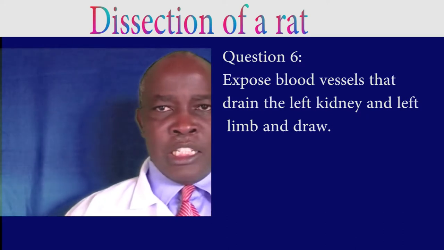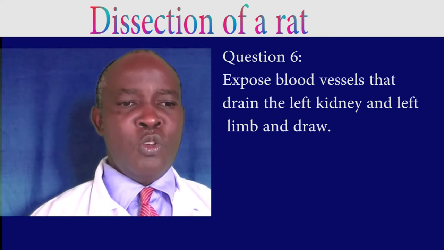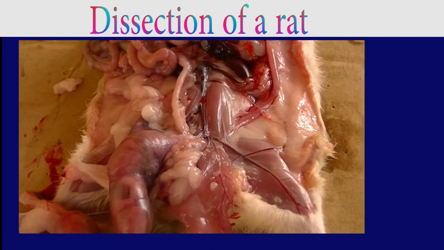Question 6. Expose blood vessels that drain the left kidney and left limb and draw. These include left kidney, left renal vein, posterior vena cava, left common iliac vein, left visceral vein, left internal iliac vein, pudendal vein, left femoral vein, and left epigastric vein.